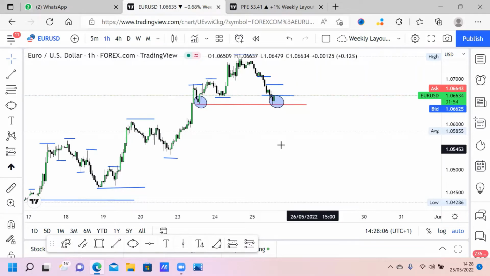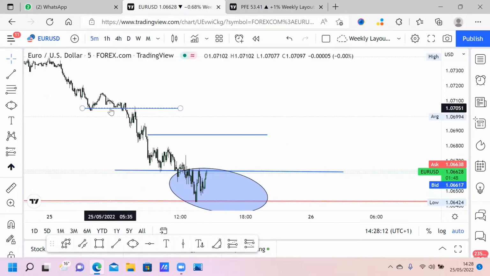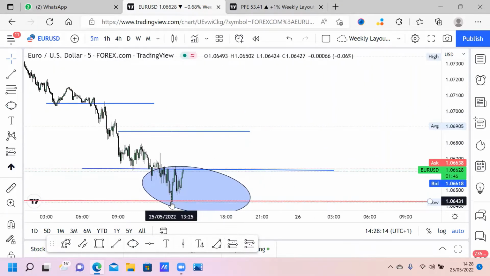If we now look at this from a 5-minute chart, you're seeing the price went up to here, but did not go above here properly, above this blue line.